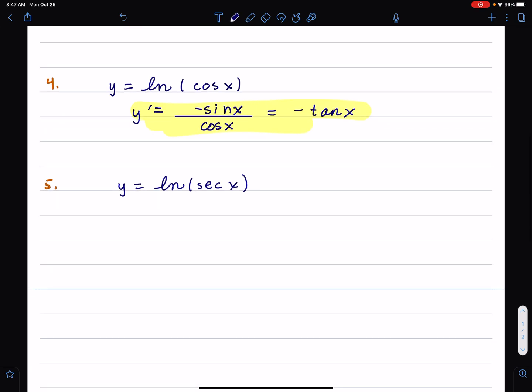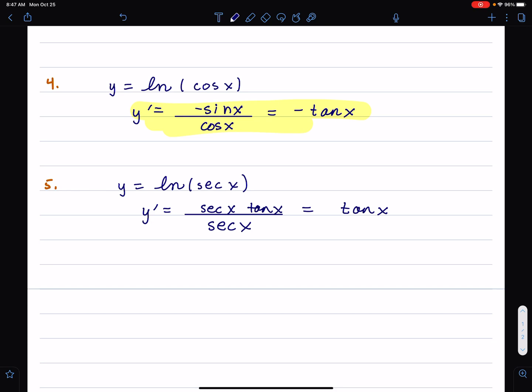And then just continuing, y prime here is 1 over secant x, put secant x in the denominator, times the derivative of that inner function. The derivative of u equals secant x. Well, that's secant x tan x, which gives tan x.